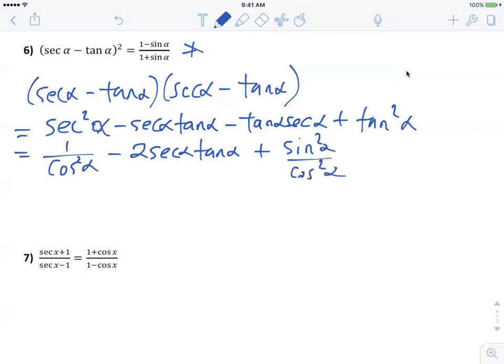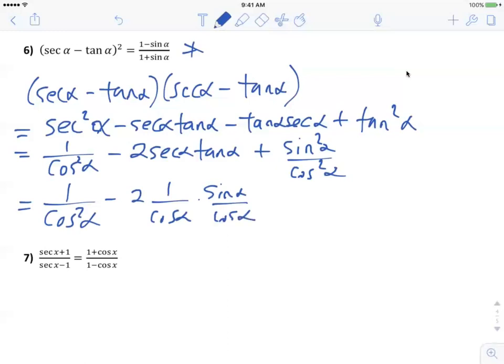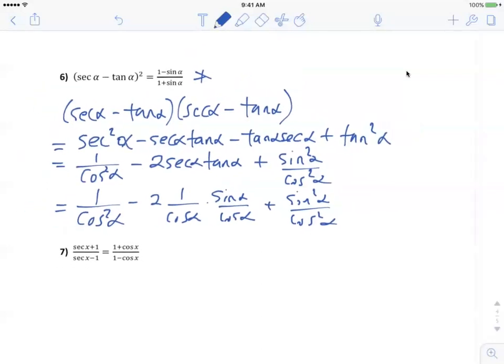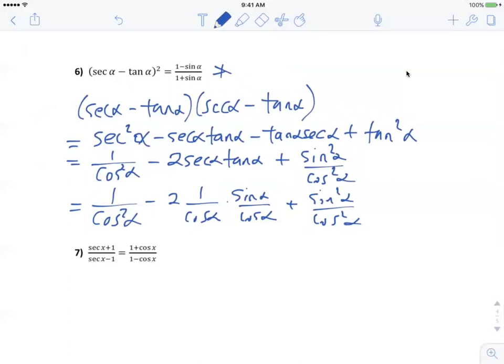Okay, so that's something. I don't know if it's getting any simpler. A secant is 1 over cosine, and a tangent is sine over cosine. Okay, and so now I've got everything in terms of sines and cosines. All right. Oh, look at this right here. That's kind of nice because that's a cosine squared. And so they all have cosine squared in the denominator.